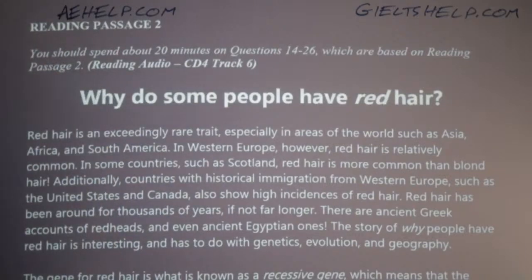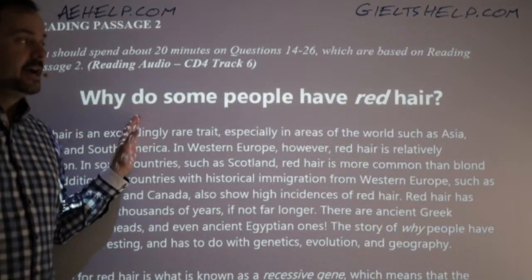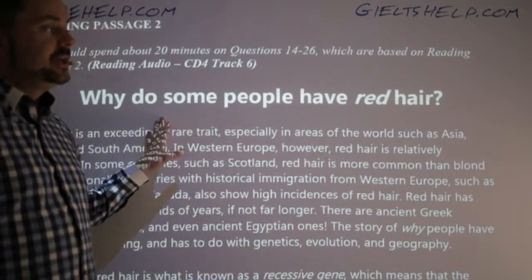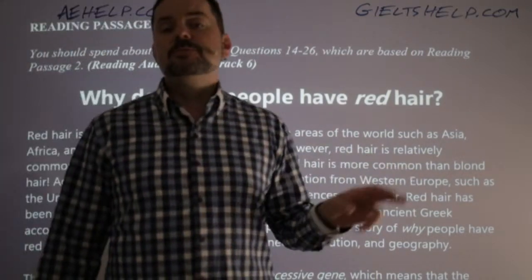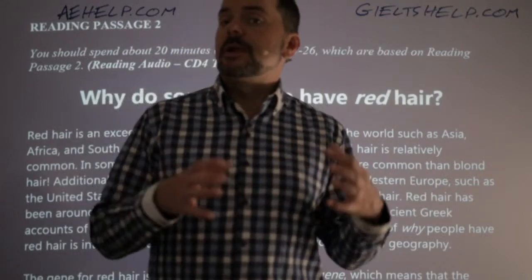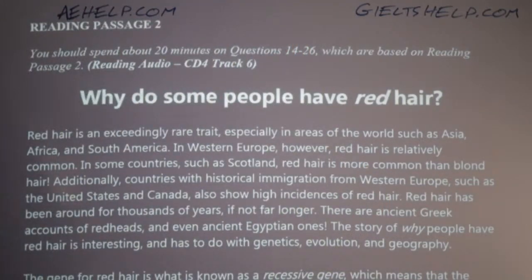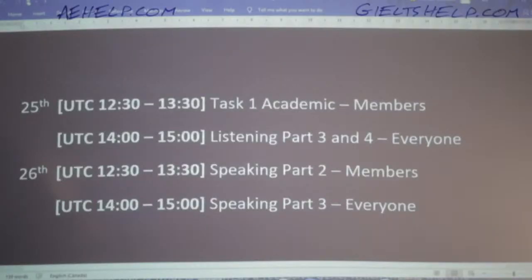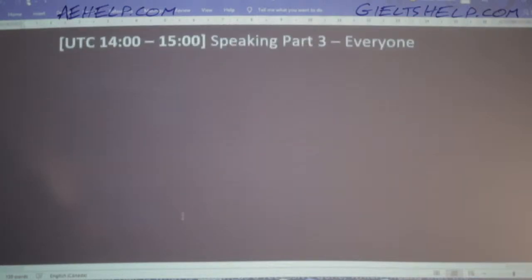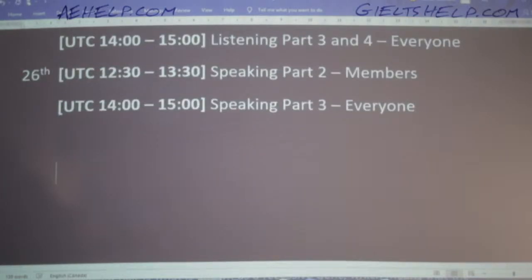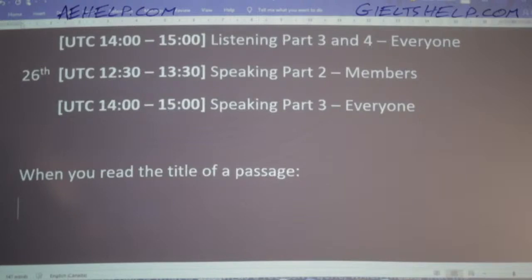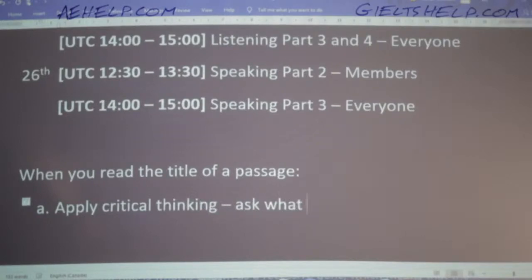Whenever you get to a reading passage, start with the title, take a few moments to analyze the title and think critically about it. There's basically 2 strategies that you want to apply to the title. Firstly, you want to apply some critical thinking. So when you read the title of a passage, apply critical thinking. Meaning, ask, what, why, and how.